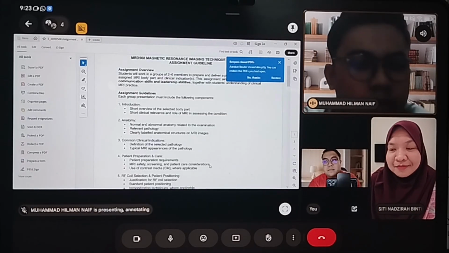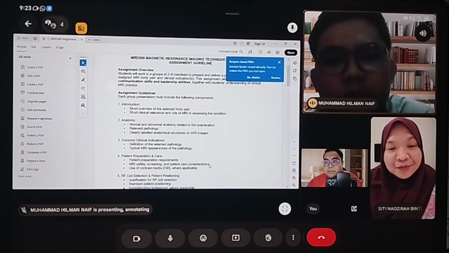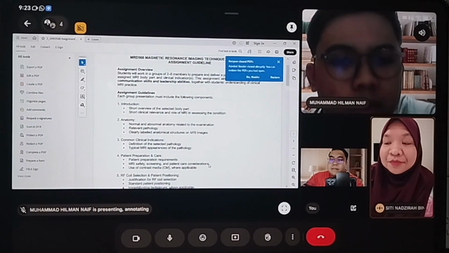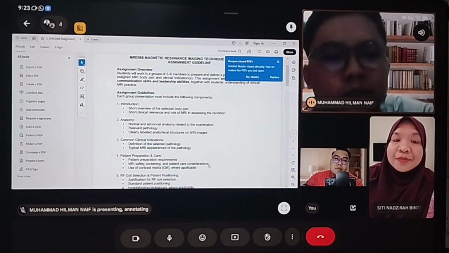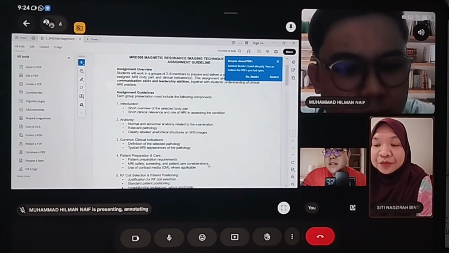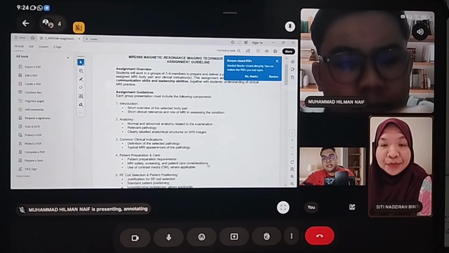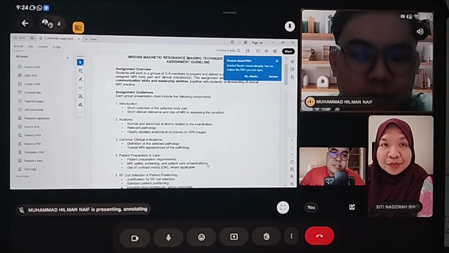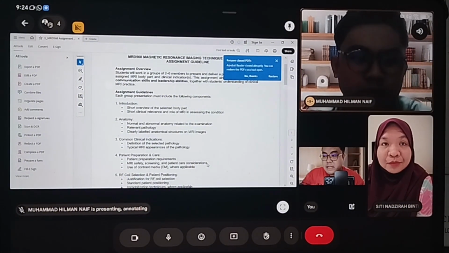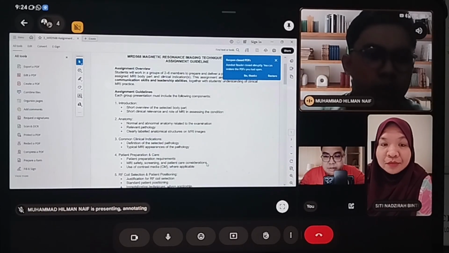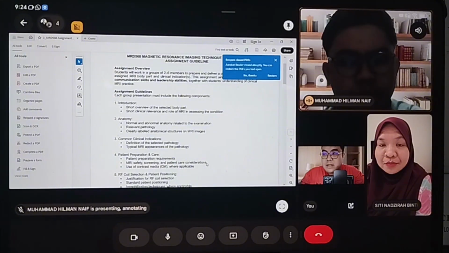Yes, I agree. I think we should do at least one rehearsal or practice before the presentation day, so we can be ready. Yes, definitely. After everyone completes the slides, maybe we can arrange the rehearsal, another discussion, to review our slides so that our presentation flow moves smoothly.